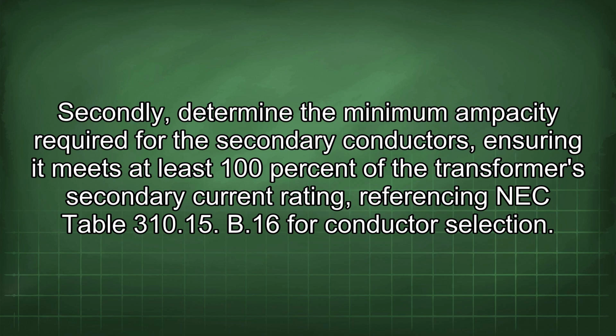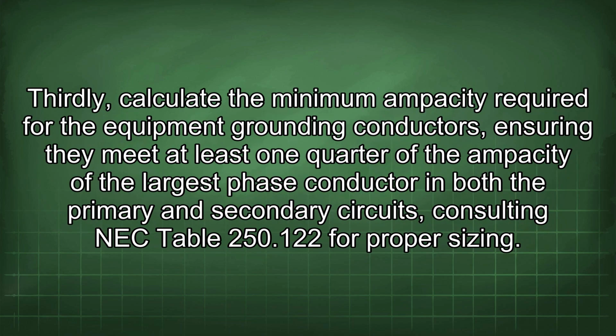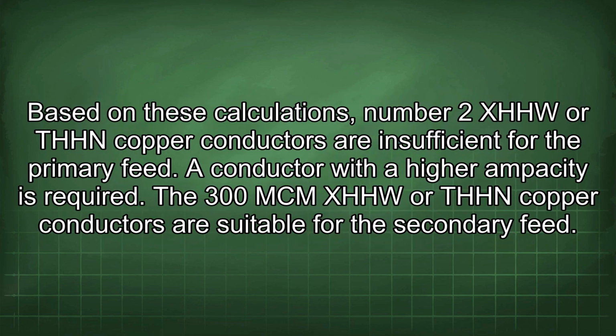(B)(16) for conductor selection. Thirdly, calculate the minimum ampacity required for the equipment grounding conductors, ensuring they meet at least 1/4 of the ampacity of the largest phase conductor in both the primary and secondary circuits, consulting NEC Table 250.122 for proper sizing. Based on these calculations, number 2 XHHW or THHN copper conductors are insufficient for the primary feed. A conductor with a higher ampacity is required. The 300 kcmil XHHW or THHN copper conductors are suitable for the secondary feed.